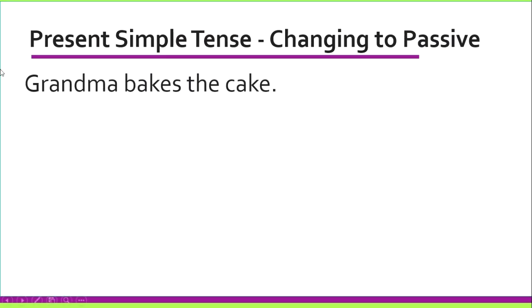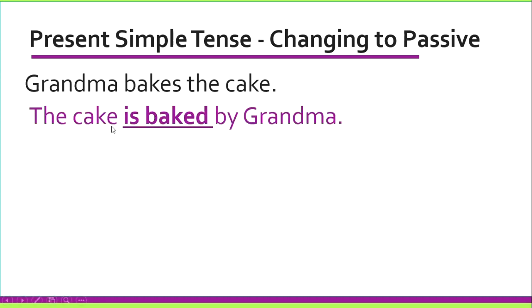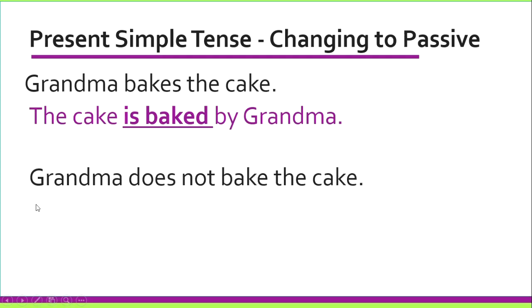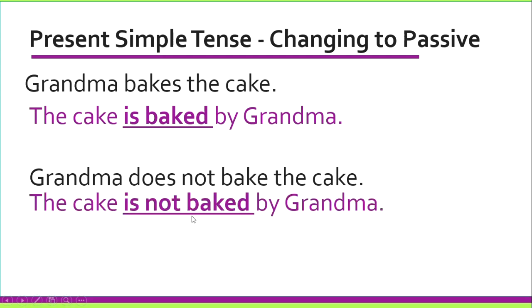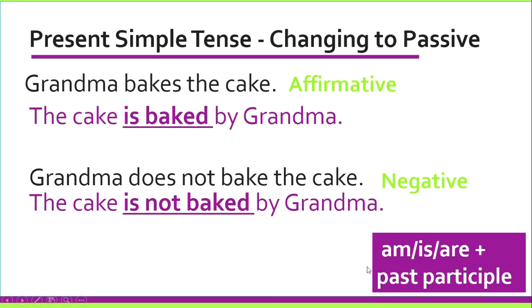So let's take more examples. Grandma bakes the cake. How do we change it to passive? The cake is baked by grandma. Grandma does not bake the cake. How do we change it? The cake is not baked by grandma. So remember, the first case is the affirmative sentence, and this is the way we change it, and the second sentence is a negative sentence, and this is the way we change it to passive voice. And you see, in both the cases, in passive voice, the sentence will have the auxiliary verb am, is or are plus the past participle of the verb.